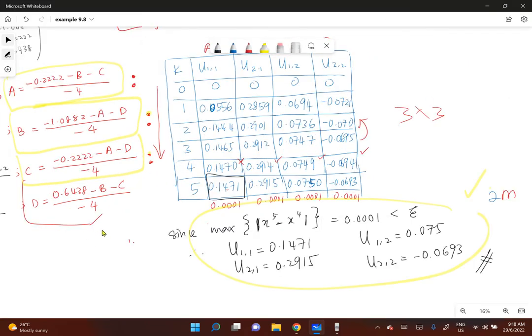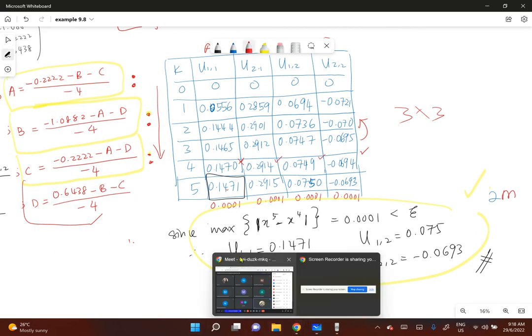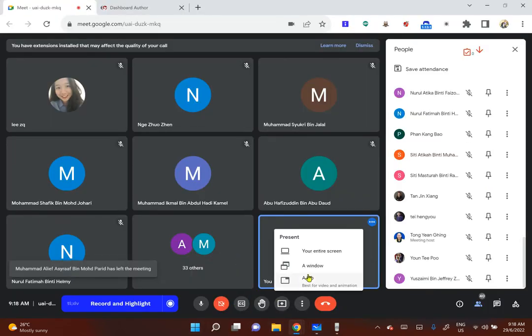I will just take the example that is the same as this example. So you see, basically, wait, I share back.